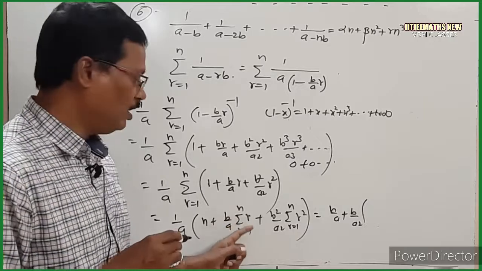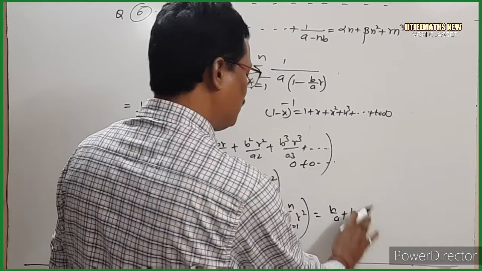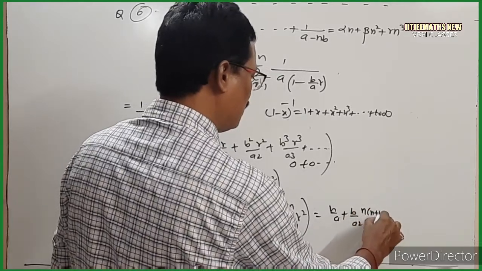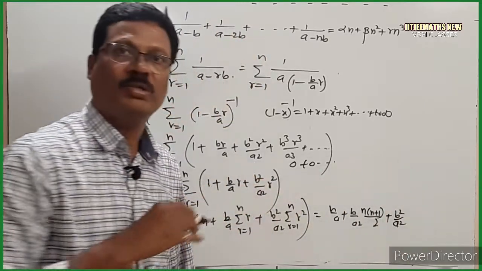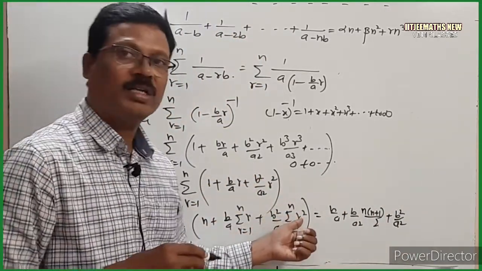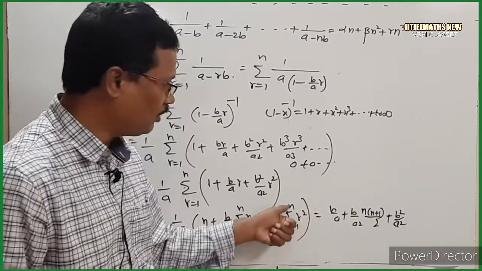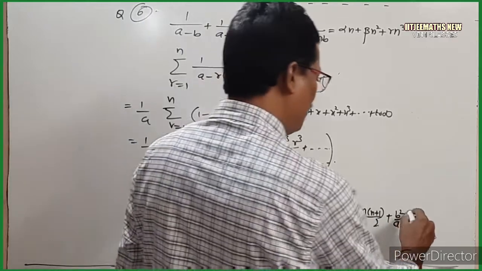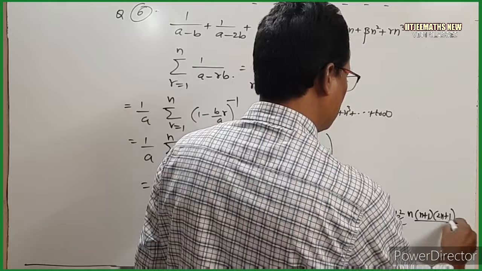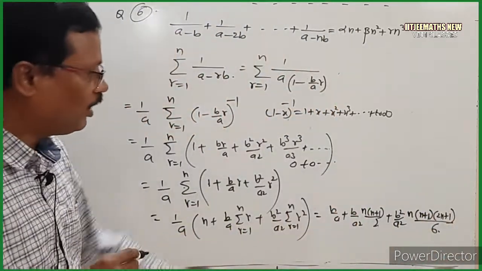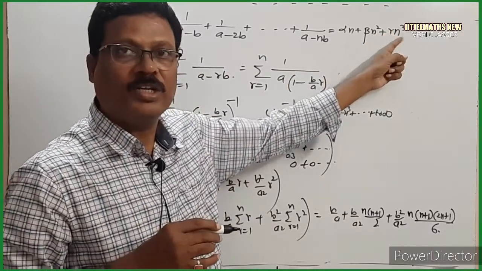R equal to 1 to n, 1 plus 2 plus 3 plus up to n, that is n into n plus 1 by 2. And b square by a square into, what about this one? Sigma r square means sum of the squares, 1 square plus 2 square plus 3 square up to n square. That is n into n plus 1, 2n plus 1 by 6.